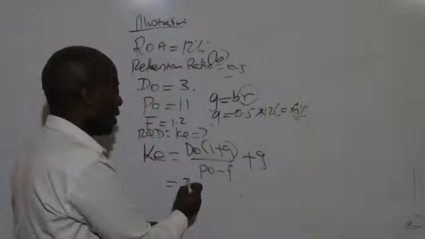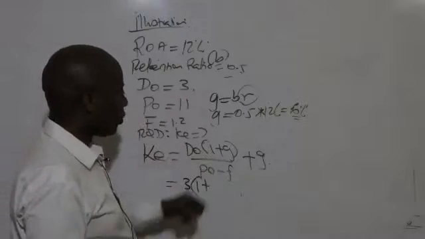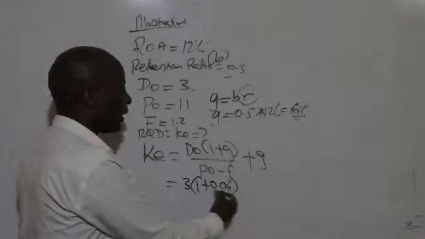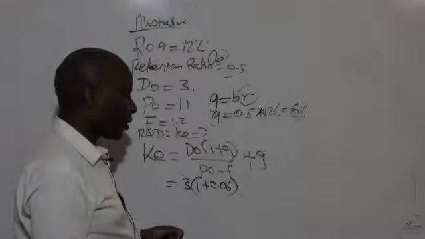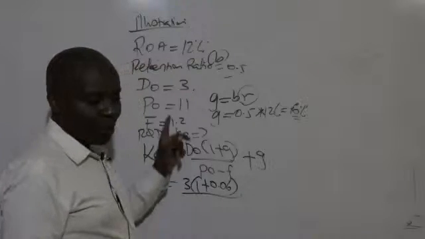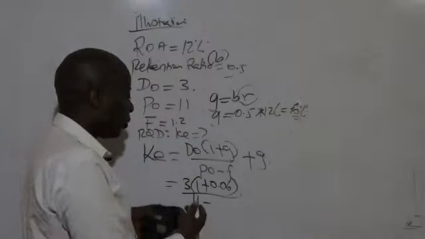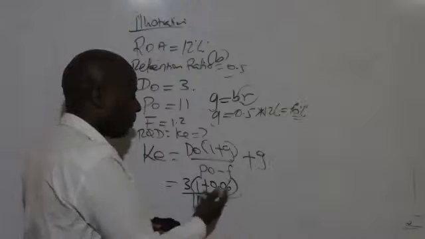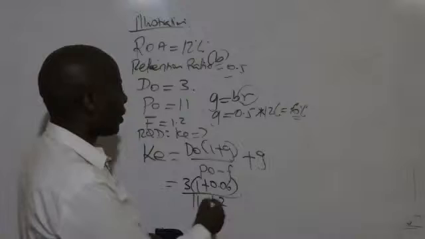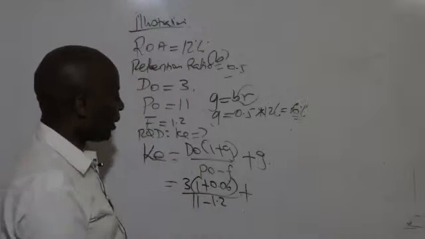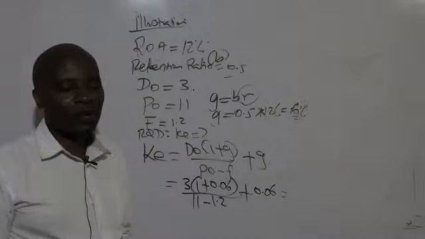So the D0 is 3. We have in brackets here 1 plus the growth rate, and the growth rate happens to be 0.06, all over P0, which is what here, 11. But now remember, this time around, we are not very fortunate. For us to be able to sell our shares, we must float them at a cost of 1.2 per share, plus the growth rate again, 0.06.